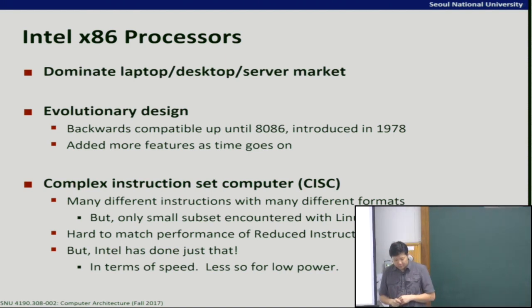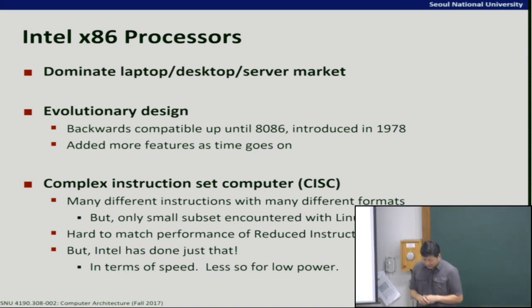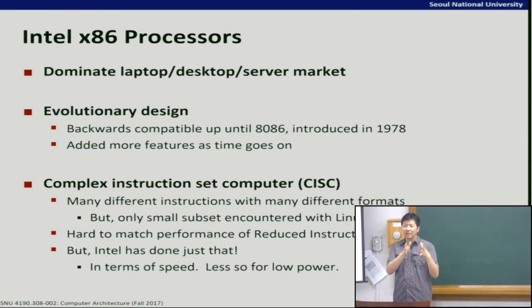They take an evolutionary design approach, meaning that they maintain a policy of backward compatibility. In other words, the first 16-bit processor, the 8086, was introduced in 1978. It was long before we were born. But still we can run legacy code on today's processors. Intel intentionally maintains backward compatibility so that any code written for Intel architecture can still be run on today's processor.